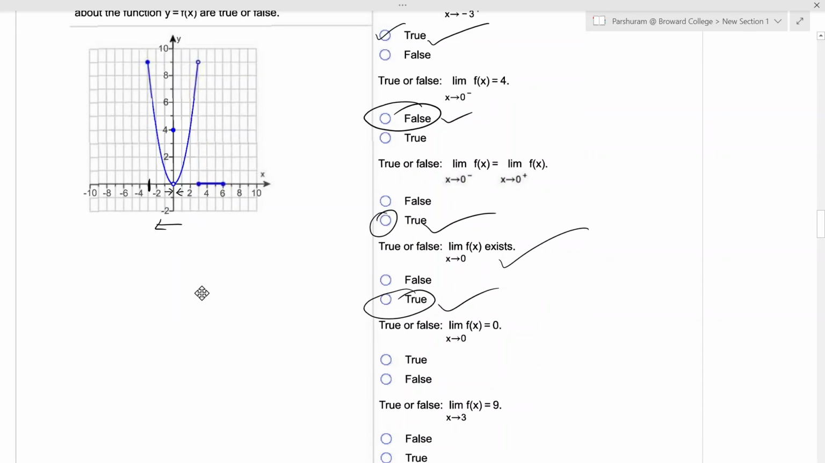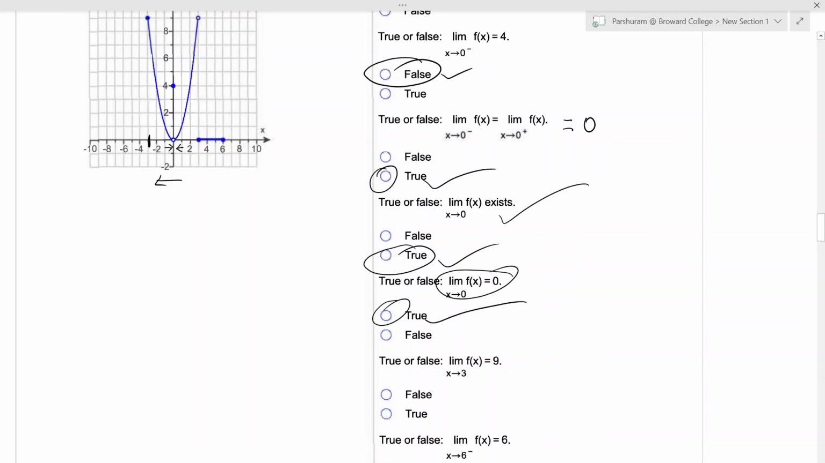If they are equal, the limit does exist. Okay, next one, the limit of the function when x approaches 0 is 0, and that is true because from the left side and right side the limit is 0, and that's why the limit would be 0, so the answer is true.